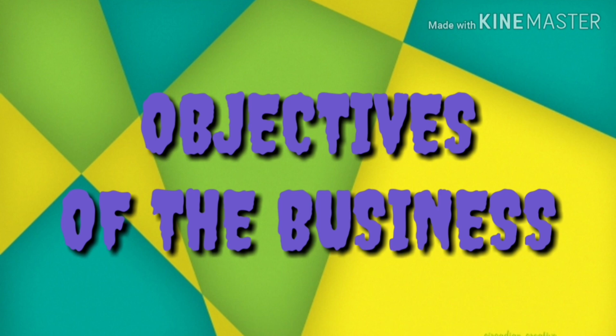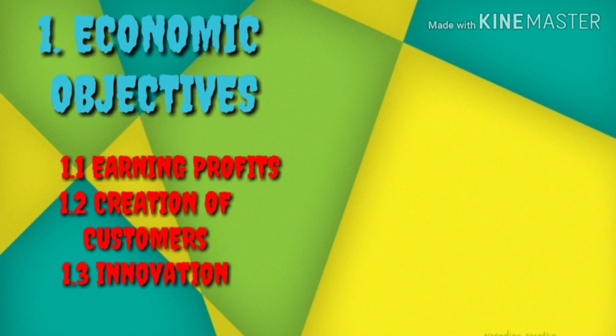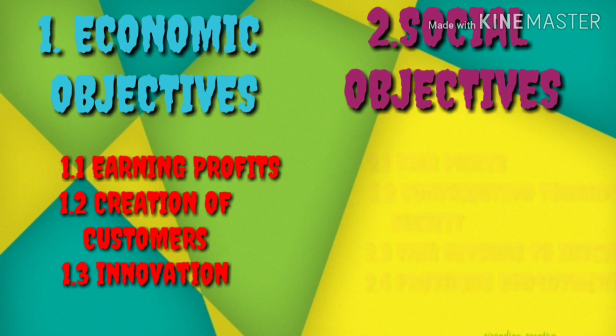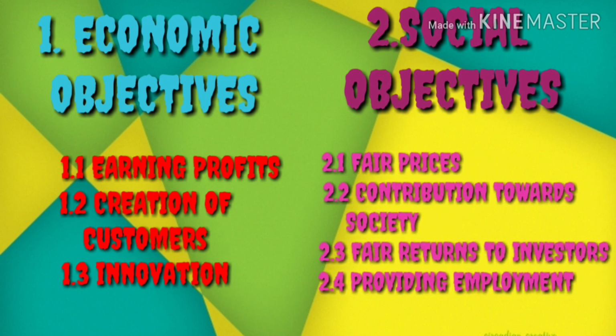Friends, now coming on to the objectives of the business. The business objectives can be classified into two types. Firstly, economic objectives. Secondly, social objectives. Economic objectives include A. Profit making, B. Creation of customers, C. Innovation.